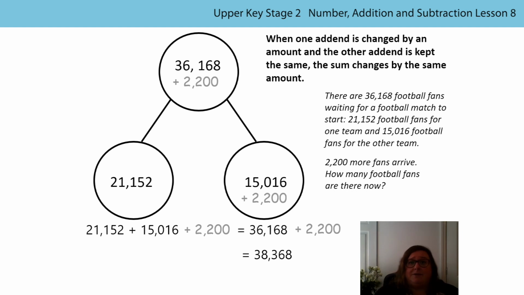Sometimes the amounts we calculate with could be decimals or larger numbers. It doesn't mean we need to use written methods. Sometimes mental methods can be much quicker. The maths is easy in this case because we can see what's happening. I'd like you to pause the video now and see if you can have a go at jotting down what our equation would look like if we'd added these 2,200 fans to the other addend. You might like to draw a part-part whole model to help you. Pause the video now and have a go.